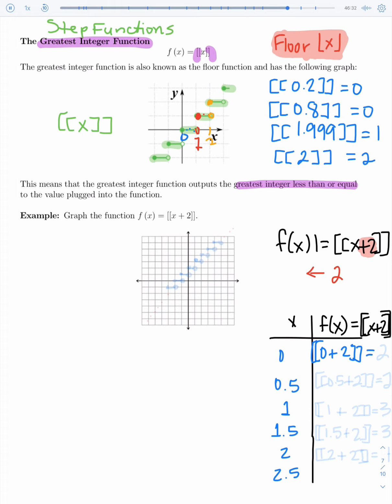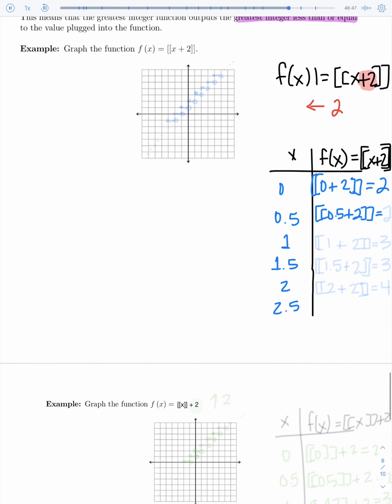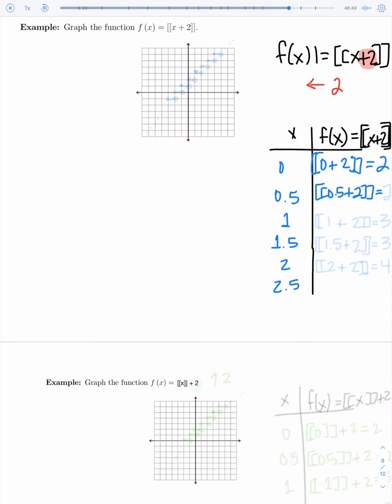Well, 2, it's an integer, so it'll stay as 2. The next one will have 0.5 plus 2, which will give us 2.5. Well, the greatest integer function of 2.5, remember, it always rounds down. Think of it as a floor. So if it's 2.5, it'll get rounded down to 2.